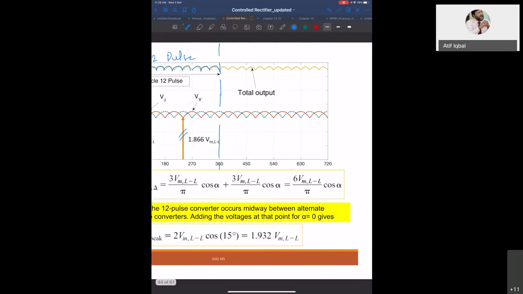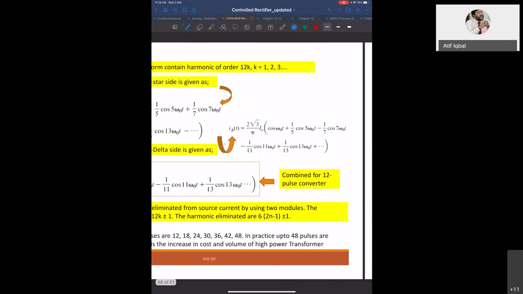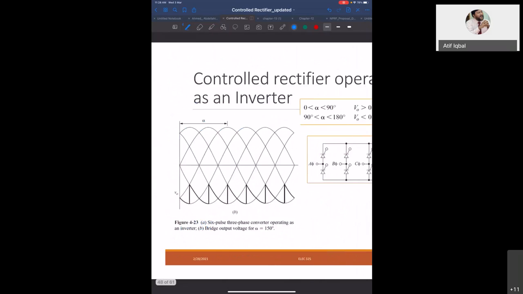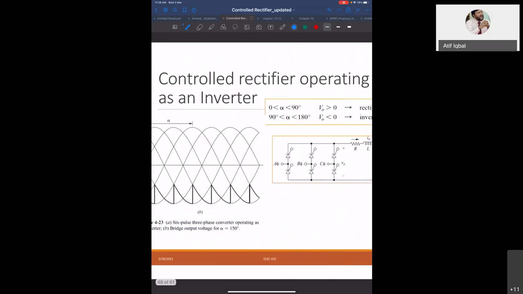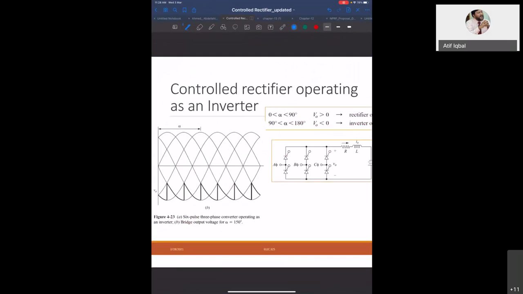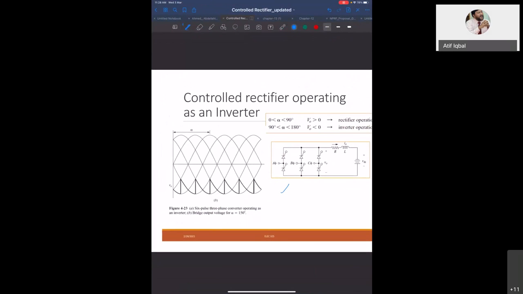Make a correction here: this peak is 1.932. Now, controlled rectifier operating as an inverter. When the rectifier operates as an inverter, when alpha is greater than 90 degree. For alpha greater than 90 degree, it operates as an inverter, and we call it a line commutated converter.